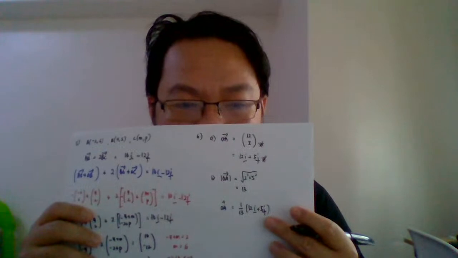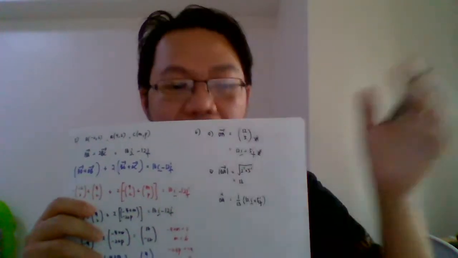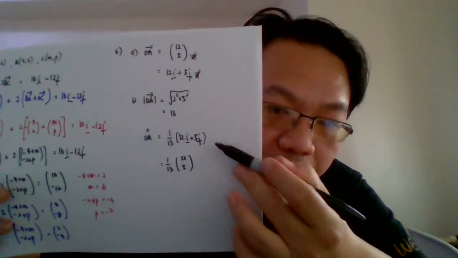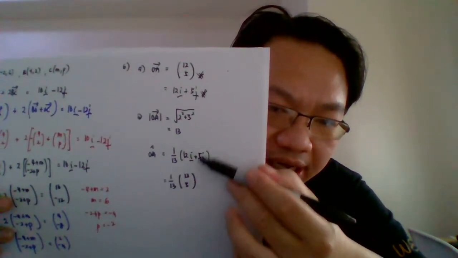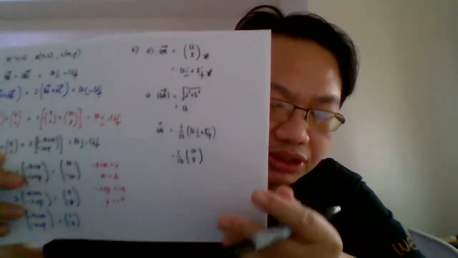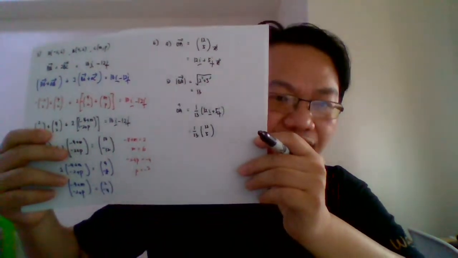If you want to leave your answer in matrix form, that also can. It equals 1 over 13 bracket 12, 5. Both of them are actually equivalent to each other. Alright, so that is the answer for number 6. Very easy. Okay.